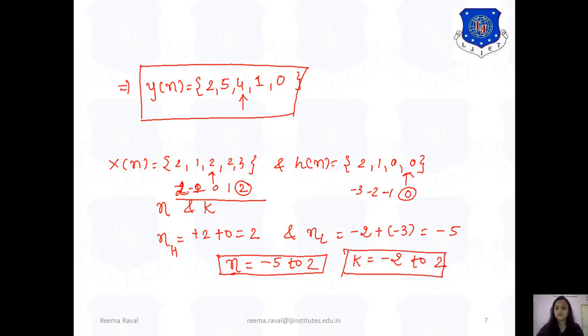Right? So in every example, the arrow position and the number of values given to you may be different. You need to define the range of n and k first. Then using the convolution formula, you need to calculate all the function values for y of n. Then to write down the final answer, you need to take into consideration each and every value. And then you need to mention the arrow to indicate the 0 position. Okay.